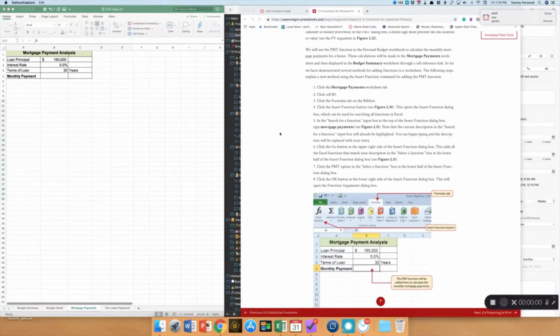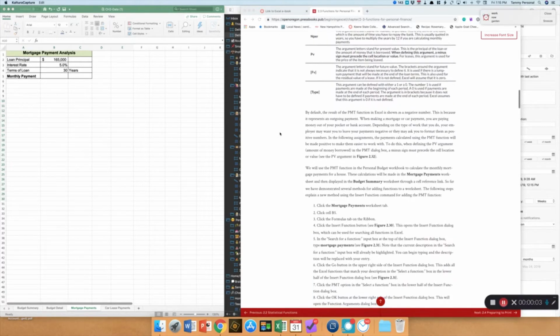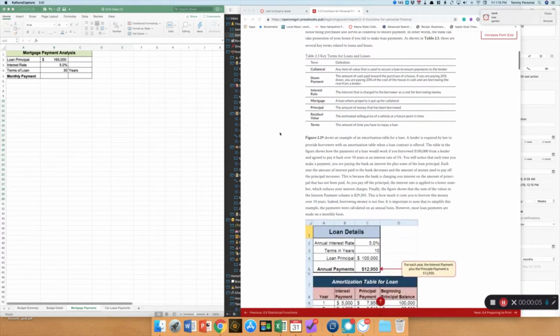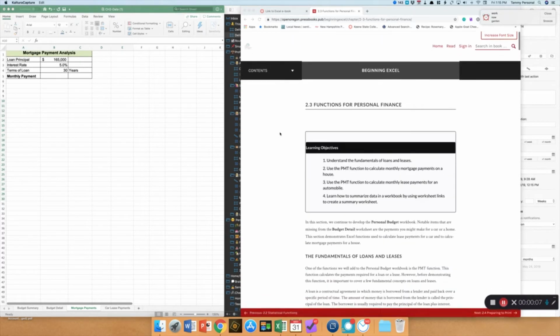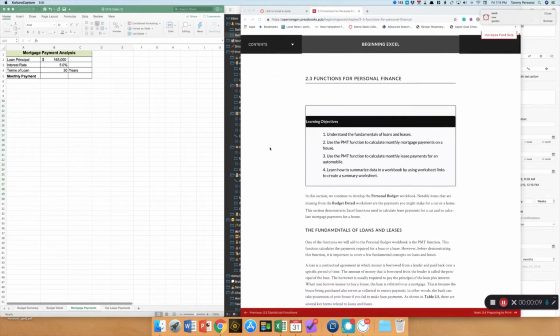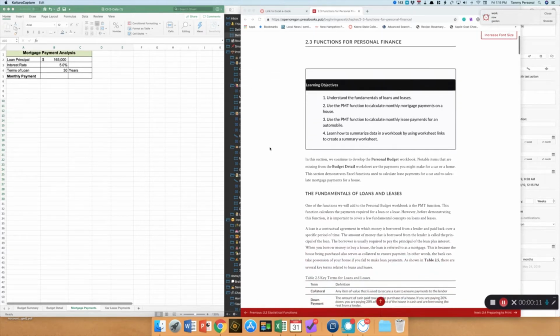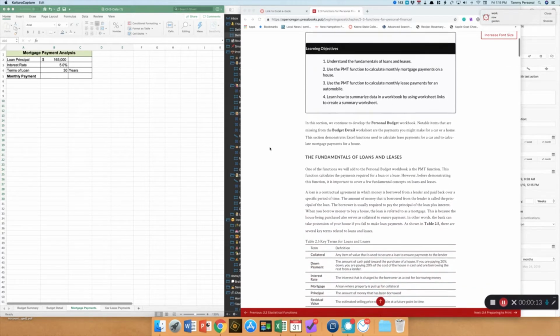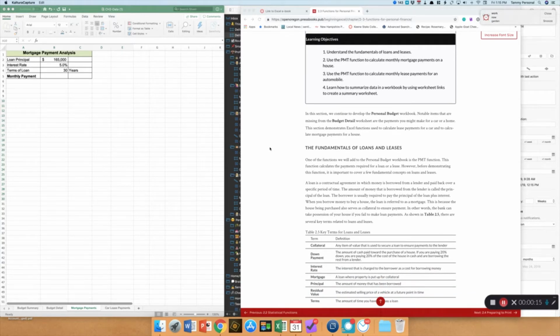Okay, so here we are in section 2.3, and this is really where we start getting into some financial functions. First of all, you need to understand what a loan is and what loan payments are. A loan, of course, is money that you borrow from a lender at a certain interest rate that needs to be paid off over time.